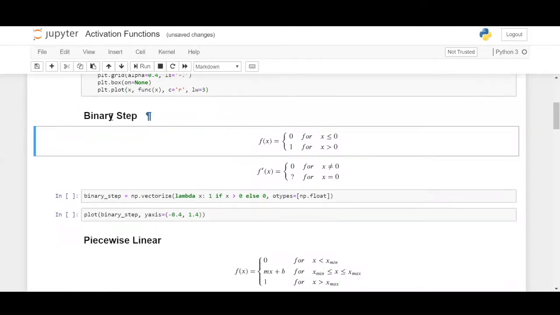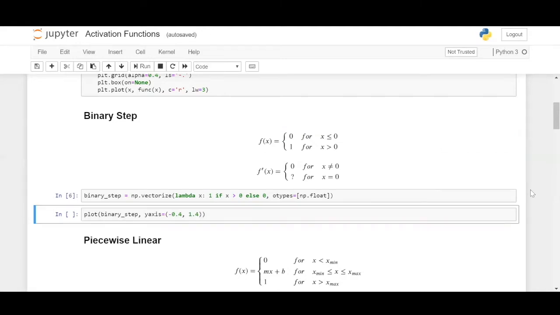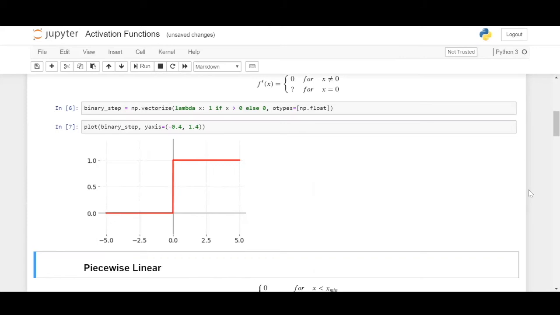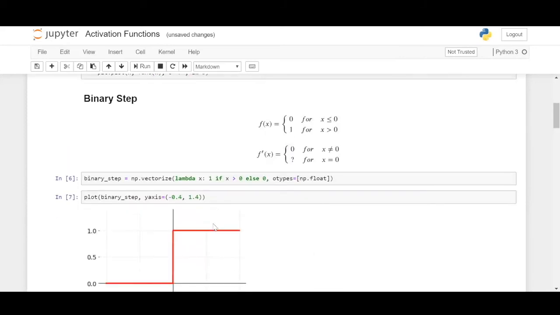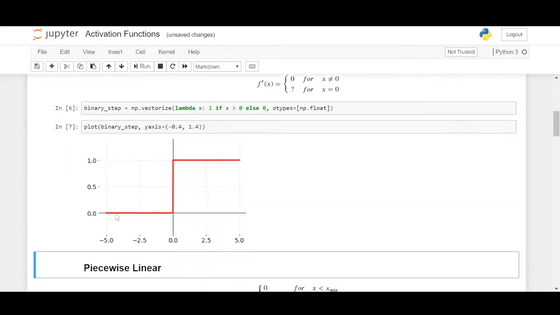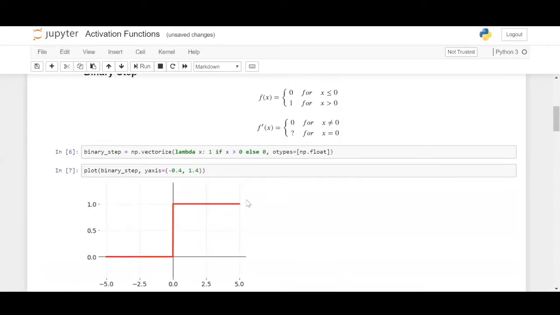So the first one is the binary step activation function, and its function definition is somewhat like this. So it will be like a step. If you look at the plot, this is how it looks. If it is less than or equal to 0, it lies here. If it is greater than 0, it lies here. So as the name says, this is the binary step activation function, whose values are either 0 or 1.